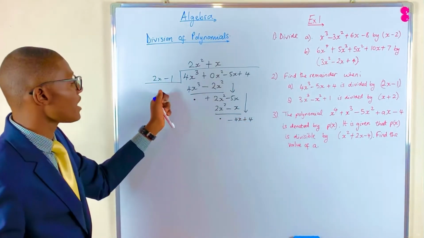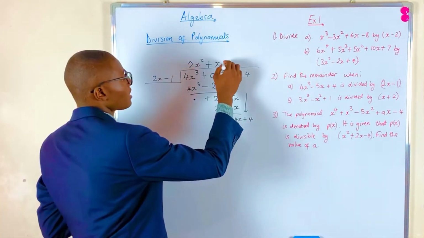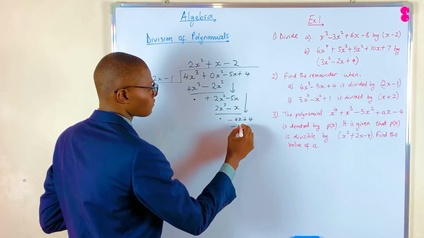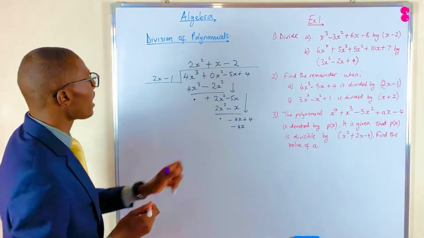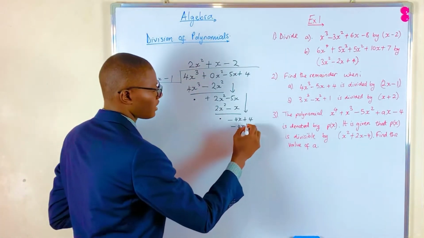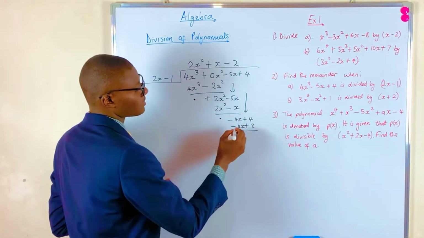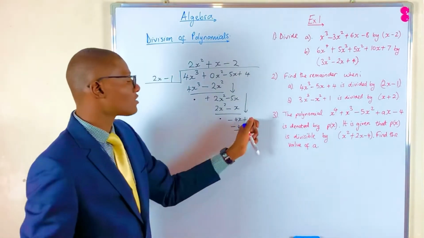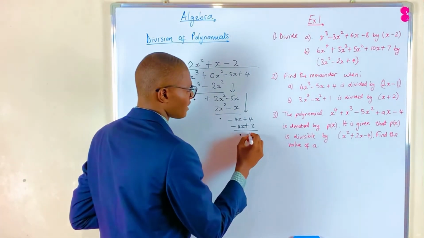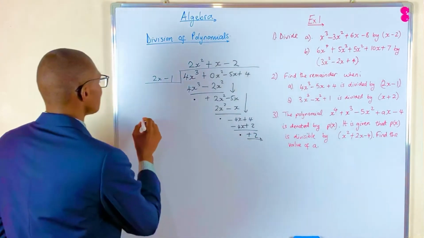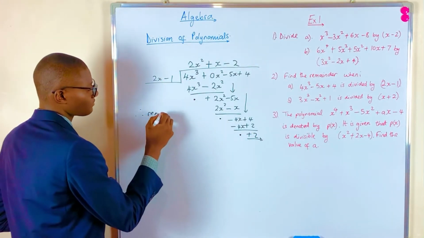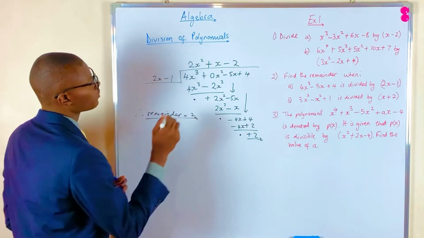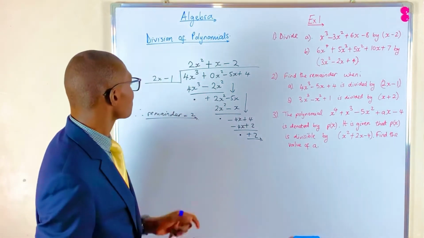Such that 2x into minus 4x, we get a minus 2. And minus 2 times 2x, we get a minus 4x. Then minus 2 times minus 1, we get a plus 2. Such that minus 4x plus 4x, that gives us a 0. And 4 minus 2, that will give us a plus 2. So in this case, the remainder that we're asked to find is equal to 2, right? This for the first part.